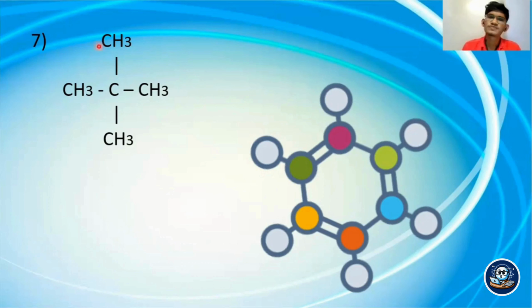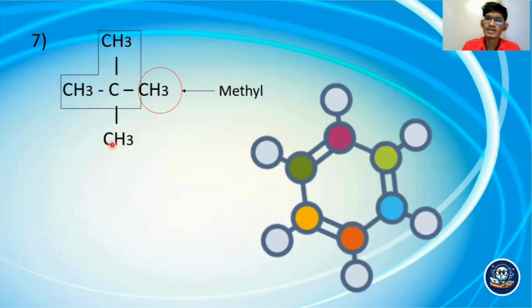Okay, so let us count all the carbons and give the name of the alkane. 1, 2, 3, 4, and 5. So it is pentane according to the alkane name. Yes. So this is my longest continuous carbon chain, and I've circled the branches. I'm having 2 branches.